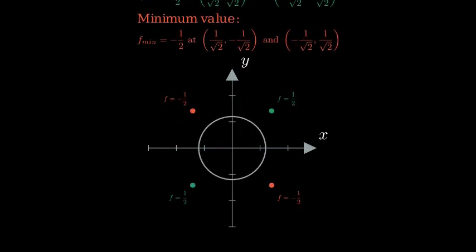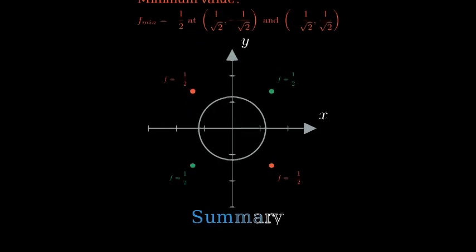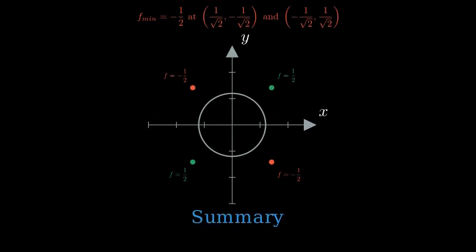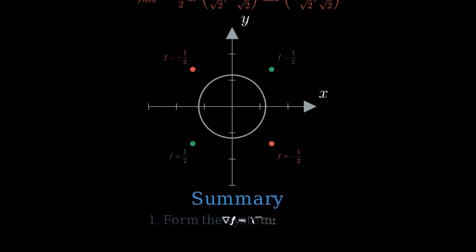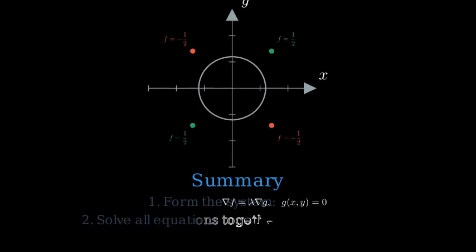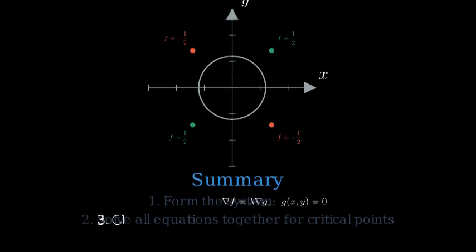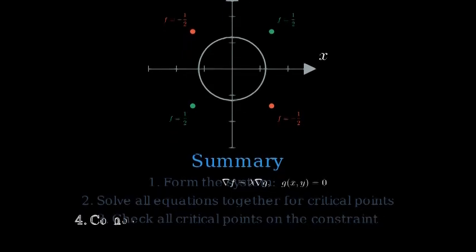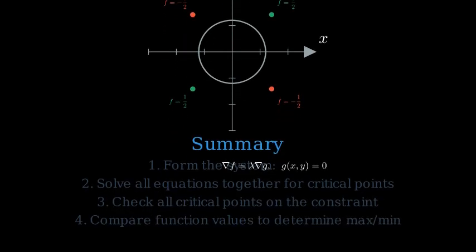To summarize the Lagrange multiplier method, first, we form the system of equations by setting the gradient of f equal to lambda times the gradient of g plus the constraint equation. Second, we solve all these equations together to find the critical points. Third, we check all these points on the constraint. Finally, we compare function values to determine which are maxima and which are minima.